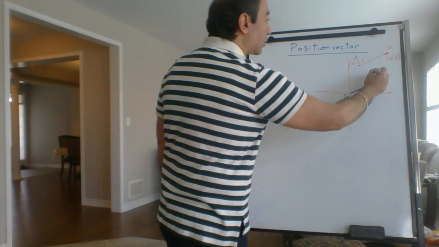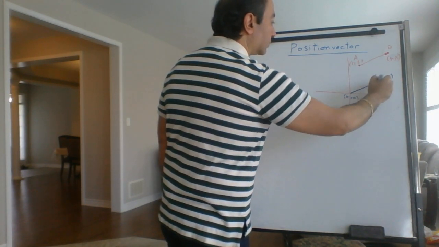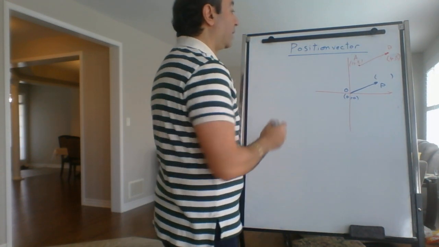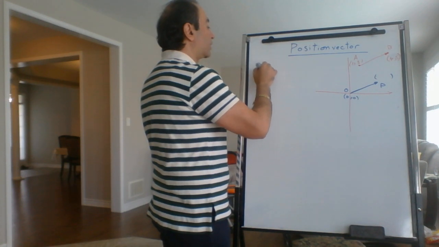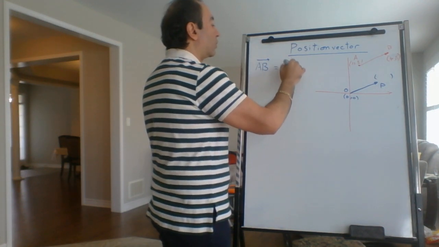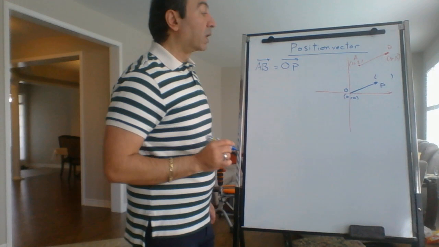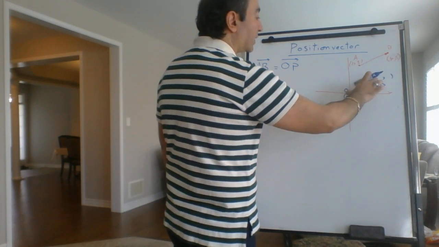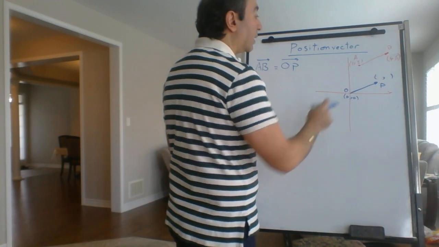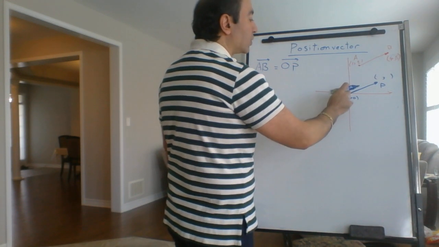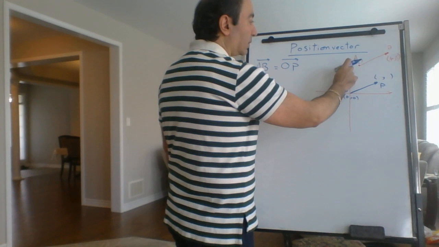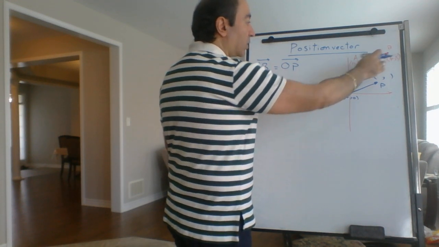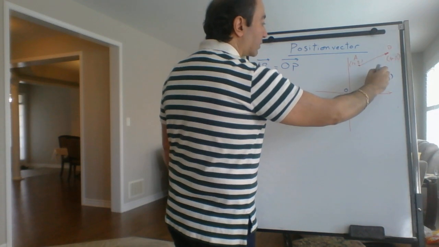So I need to find the coordinates of the head. So let's say this is OP. The position vector represents AB. So AB as a vector equals vector OP, the position vector. What will be the coordinates of P to have the same direction and the same length? What did I do to 1 to go to 0? I shifted 1 to the right. So I have to shift this 1 to the right.